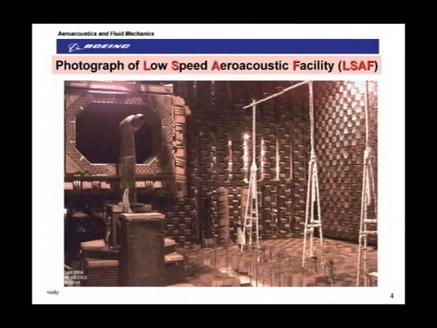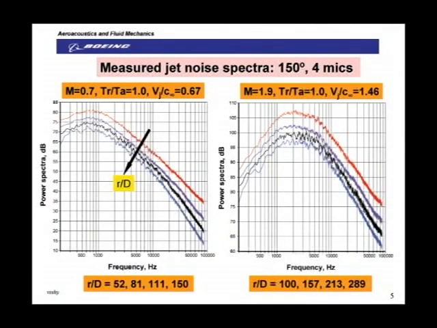And let me show you some typical spectra. This is for a cold jet, Mach 0.7, with an acoustic Mach number of 0.67. And as the distance increases, the amplitude drops. That's what you see here. The subsonic nozzle was a 2.5-inch diameter nozzle, whereas the CD nozzle for the supersonic case was 1.25 inches. And these are the R/D values for the different microphone distances.